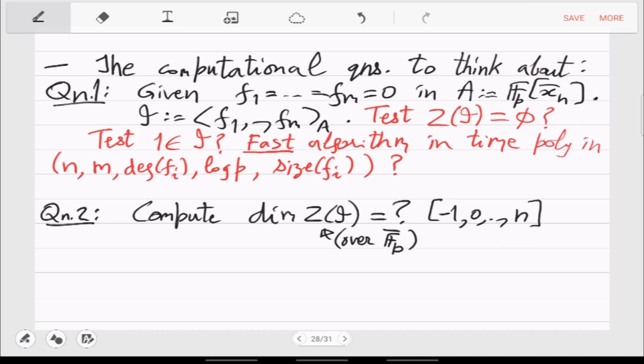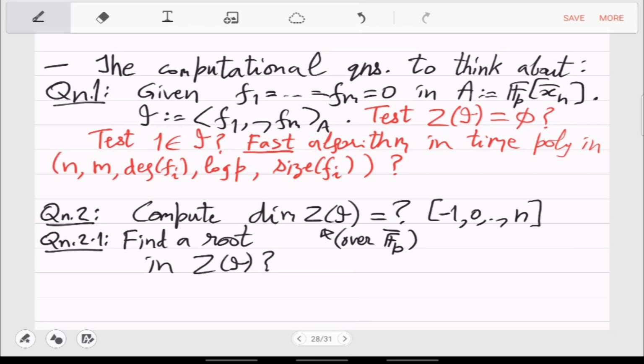So the specific number from -1 to n is what you have to output, right? The output is very small, the input is also small, but actually finding a fast algorithm here is hard. And similarly, you can also ask for a root in this. So actually finding a root here. Those are questions of practical interest.